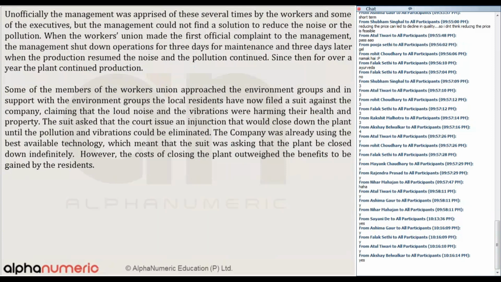Unofficially, the management was apprised of this several times by the workers and some of the executives, but the management could not find a solution to reduce the noise or the pollution. When the workers' union made the first official complaint, the management shut down operation for 3 days for maintenance, and 3 days later, when the production resumed, the noise and the pollution continued. Since then, for over a year, the plant continued the production.